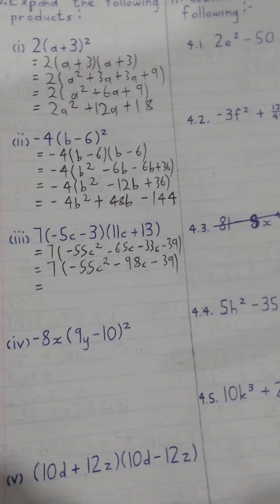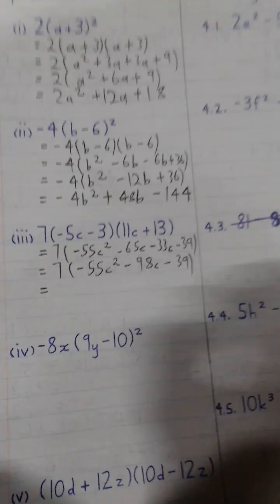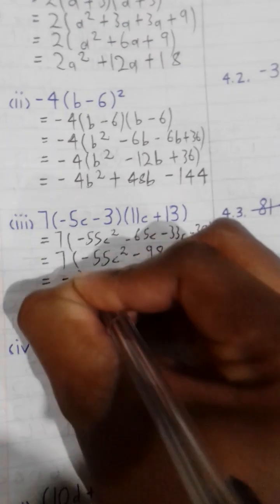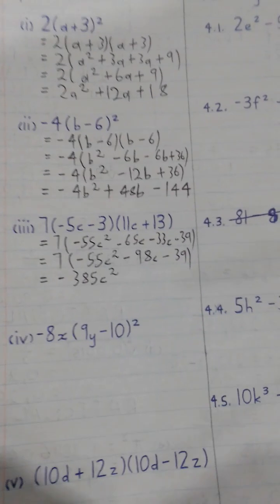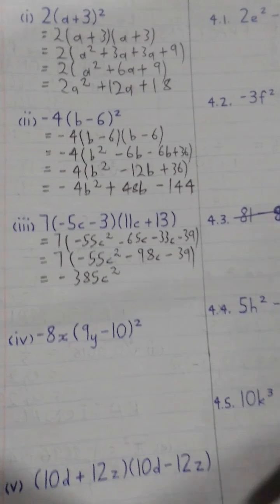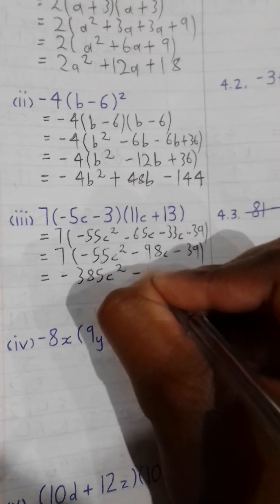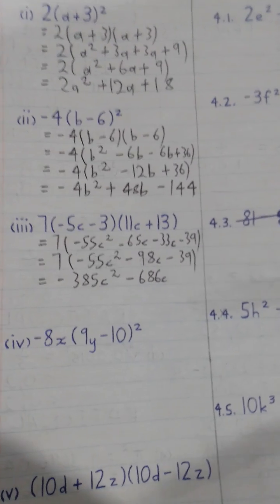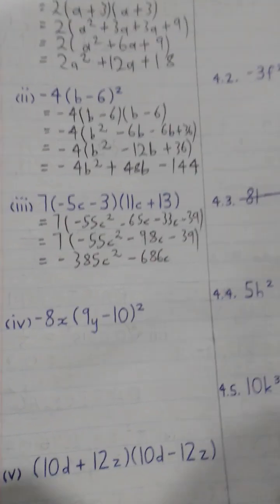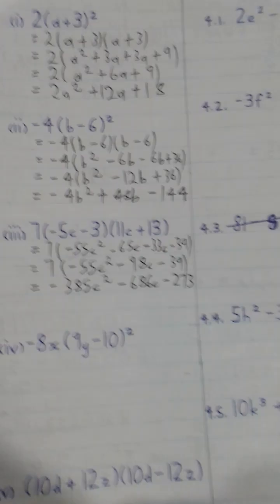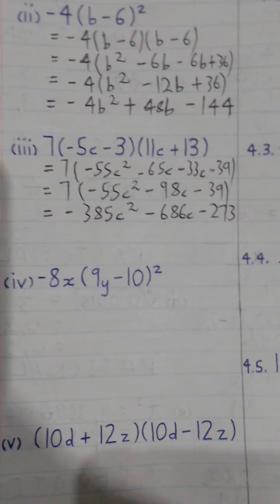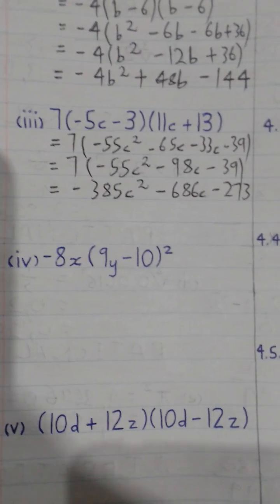7 times negative 55, negative 385c squared, negative 686c, minus 273. I hope that is clear and I hope that makes sense.